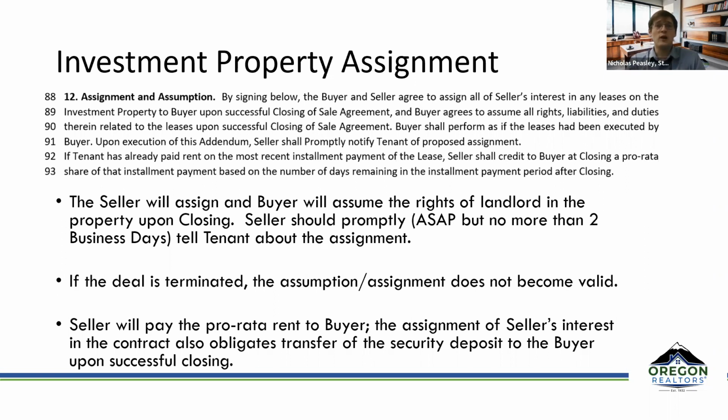If the deal is terminated for whatever reason, this assumption and assignment does not become valid. This assumption and assignment is only effective upon successful closing of the sales agreement. So if you do not successfully close the sales agreement, the assignment and assumption language never goes off, never happens. So be aware. It'll happen upon closing when you've signed this agreement. But if your closing falls apart, you didn't accidentally make the buyer the landlord. It wasn't a unilateral change of rights. The rights only come into effect upon closing.